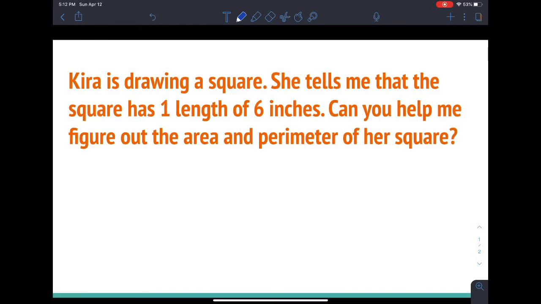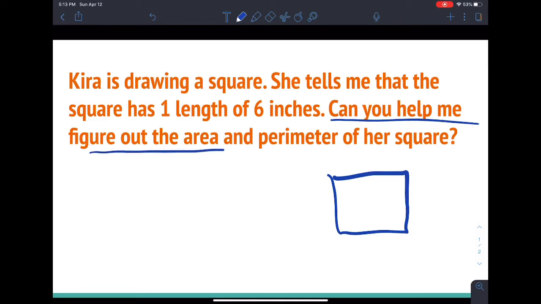Okay, so Kira, lovely Kira, told me that she has a square. So let's draw a square. Oh, I forgot to do the most important thing. Underline the question. Can you help me figure out the area and perimeter of her square? So we need to find area and perimeter. Last question, we just solved perimeter. So we have to solve both this time.